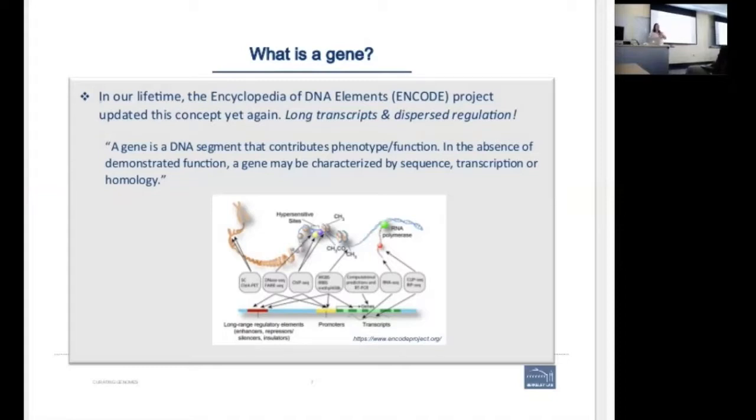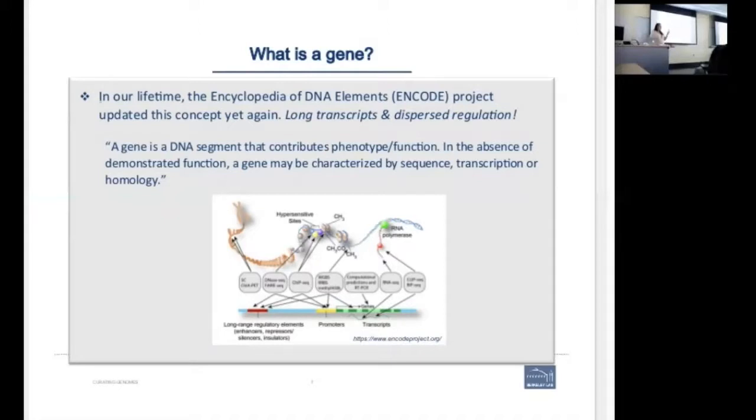And they yet again shifted the way in which we understand the gene. So now we have basically the understanding of a segment that contributes phenotype and function, and in the absence of demonstrated function, and it's very important, a gene can be characterized by using sequence, transcription, or homology. So we are actually going to use sequence similarity approaches in order to be able to reach into the genome and grab the homolog of the gene that we're interested in.